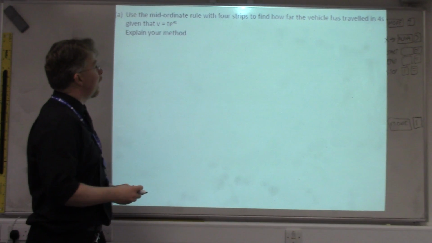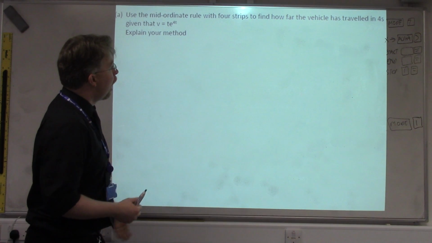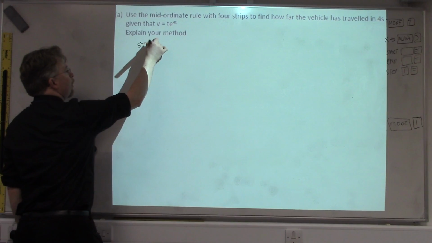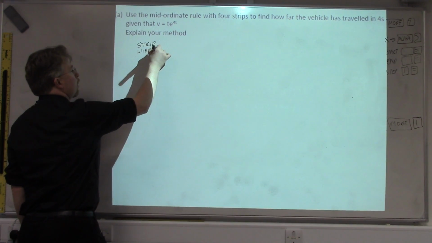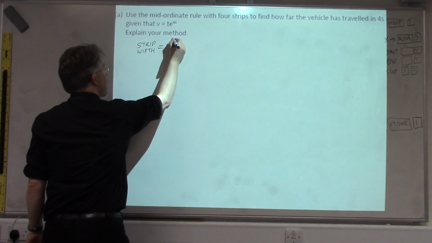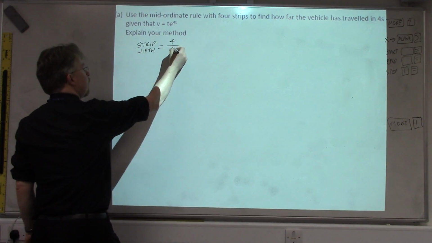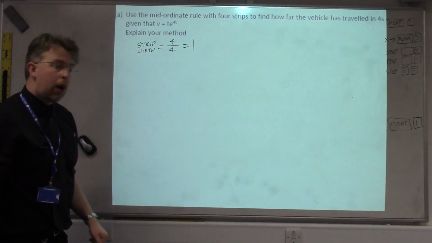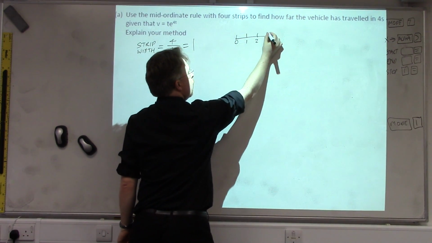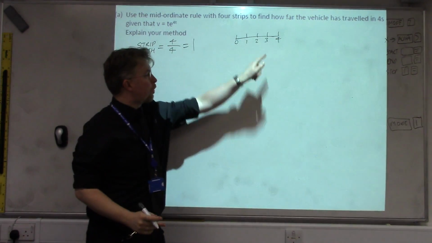Right, so starting again with the mid-ordinate rule. This time our formula is V equals t e to the 4t. We're travelling for 4 seconds. So the first thing we need to find is the strip width. The strip width is the amount of time travelled, so the 4, divided by how many strips we've got, which is again 4. So the strip width is 1. So if we're doing the actual strips, start at 0, going up in 1s until we get to 4. Those are the edges of the strips.